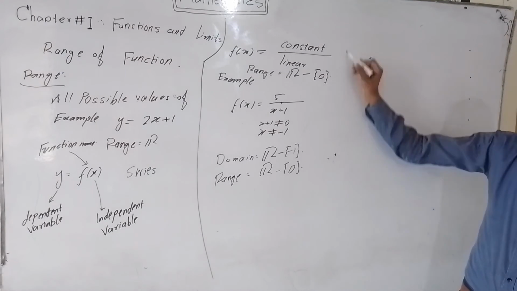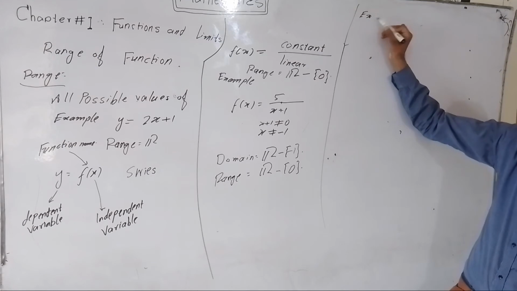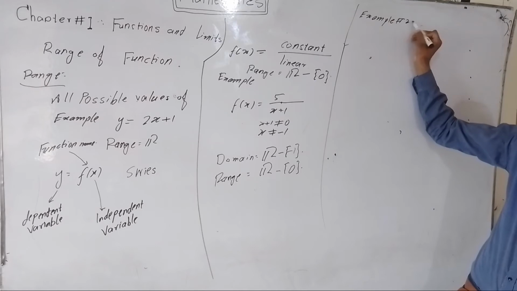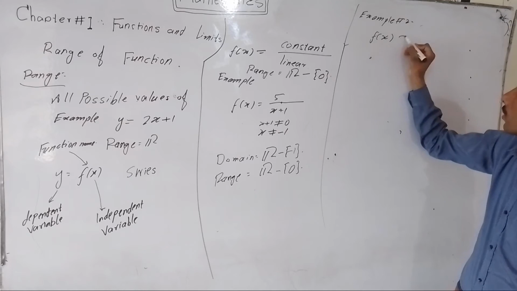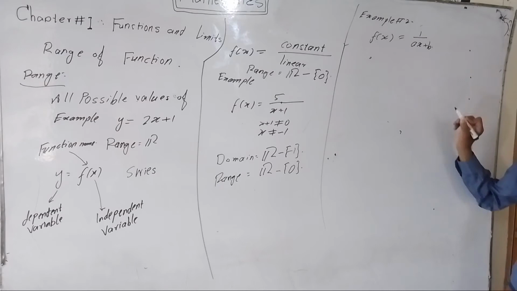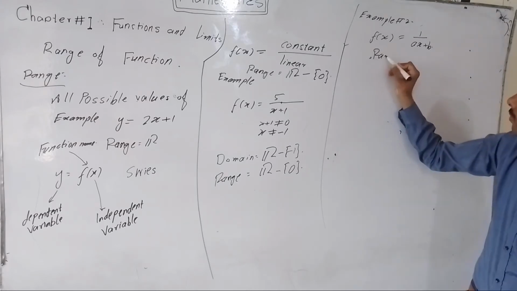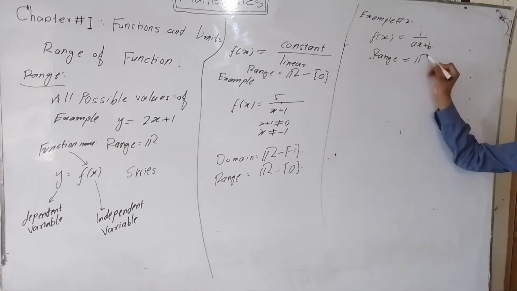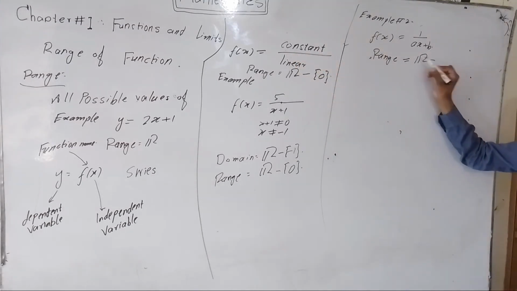Next, example number 2. If f of x is equal to 1 divided by ax plus b, so range of that function will be equal to all real numbers other than 0, for this type of function.